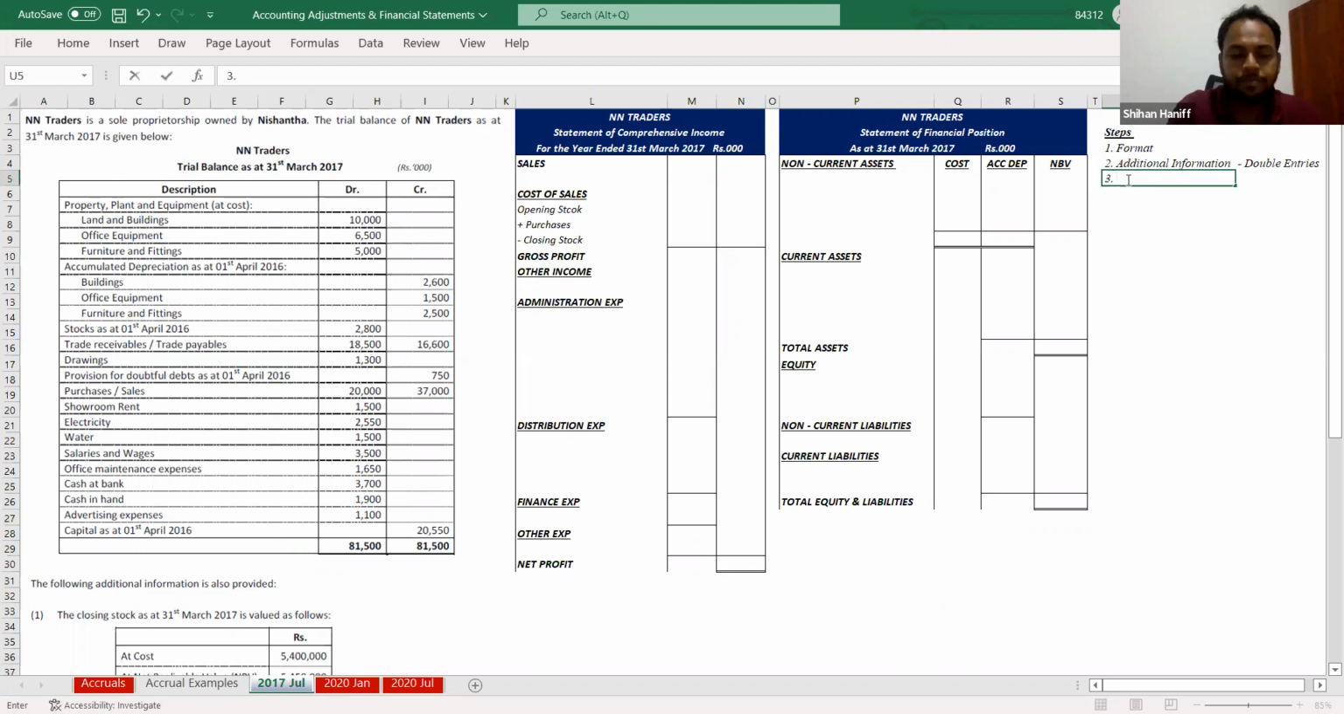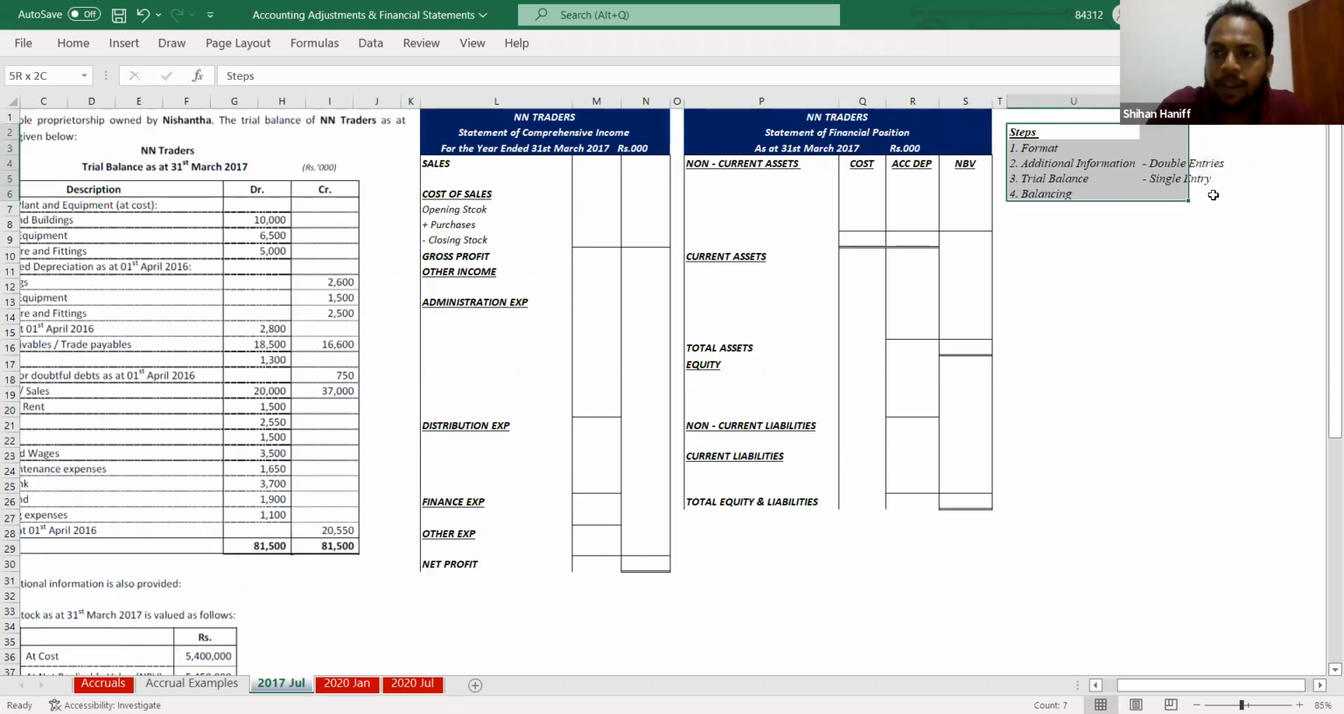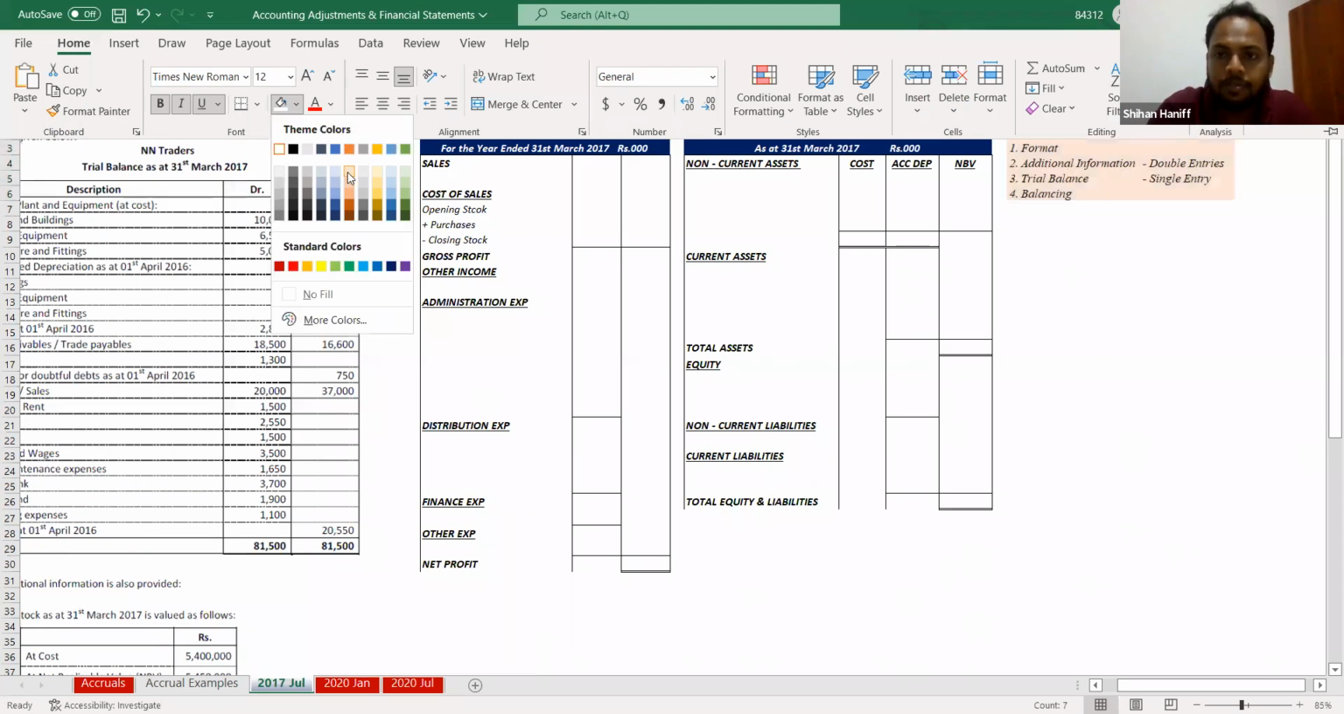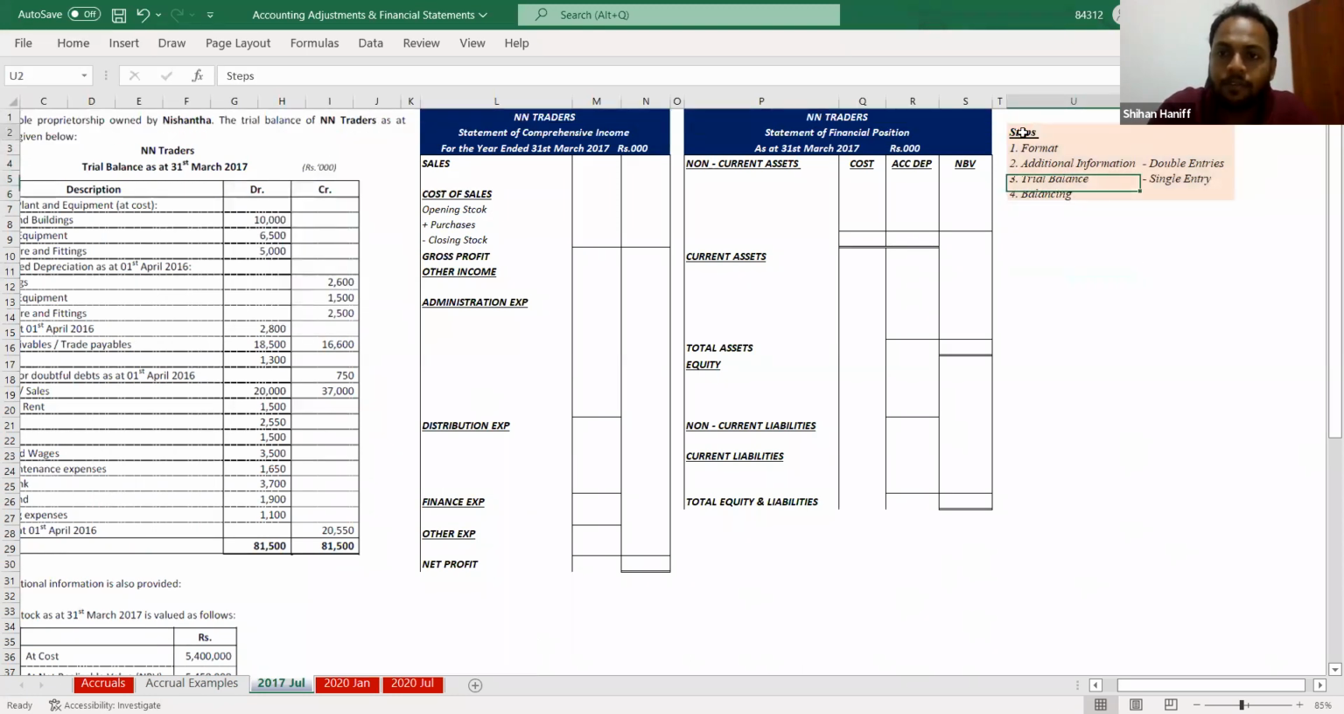Number 3, the information in the trial balance, only single entry. Information in the trial balance, we have to record only once. Number 4 is balancing. Number 4, we need to balance all the accounts. These are the 4 steps that we need to do.